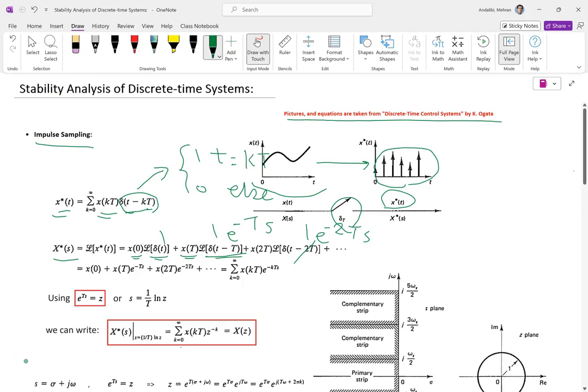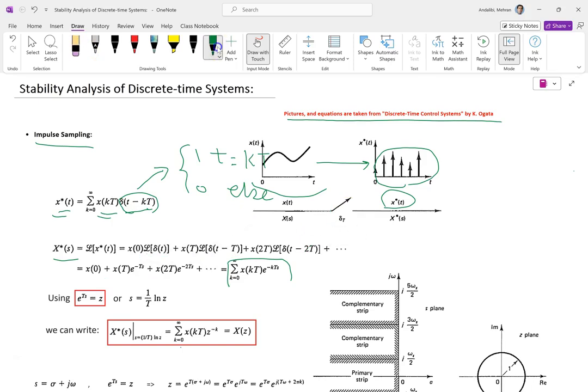So if you write it, it is going to be x of 0 plus x of T times e to the negative Ts, plus x of 2T times e to the negative 2Ts, and so on. And if you want to write it as a summation, it's going to be the summation of x of kT times e to the negative kTs, as k goes from 0 to infinity. So this is the Laplace transform of this sampled signal, the digital signal.